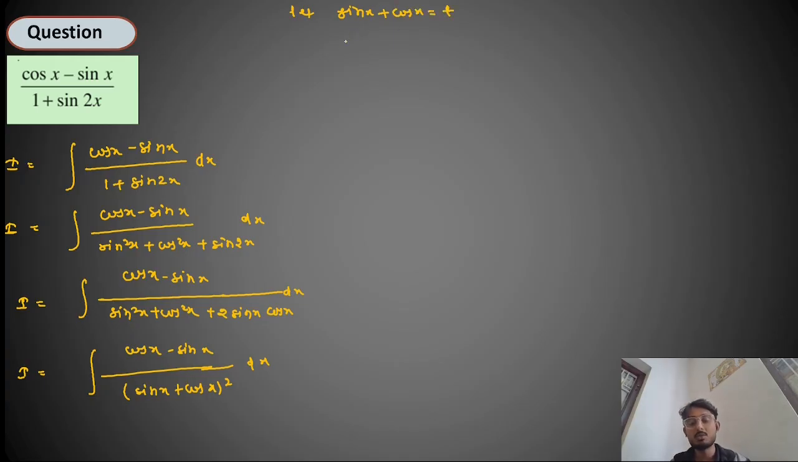The derivative of sin x is cos x, and the derivative of cos x is minus sin x. dx equal to dt, so you can write I equal to the integral of dt upon t square. When you reverse this term, you will get t raised to power minus 2.